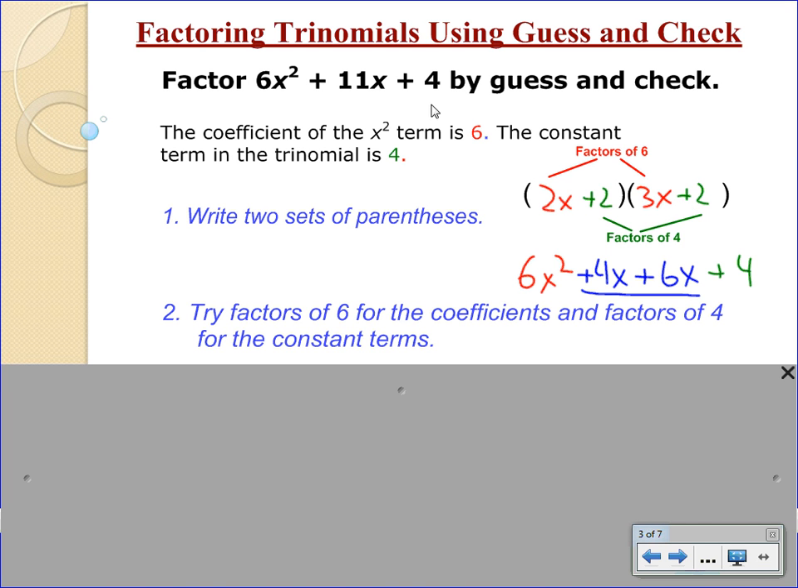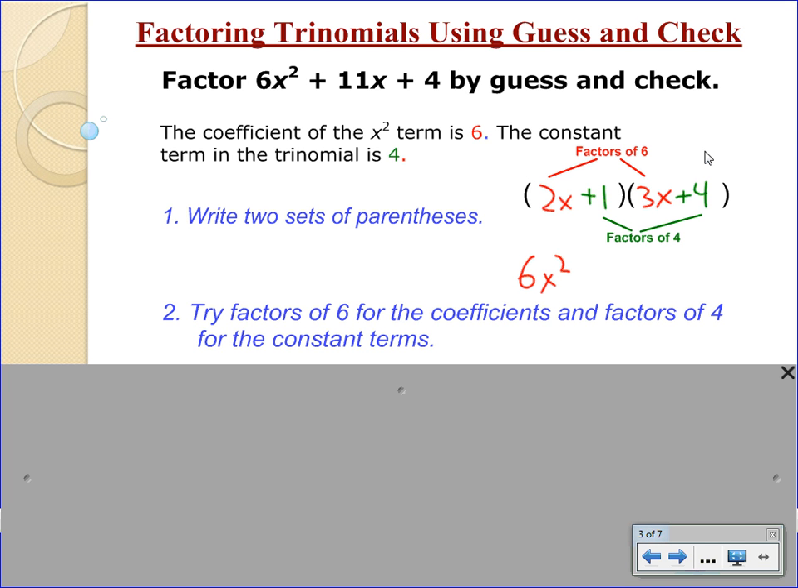Maybe it had to be 1 and 4. So I'm going to try that. So I'm going to erase these two here. Now it's possible that the 2x and the 3x are wrong also, but we're going to make that assumption. We'll see what's going to happen. So let's say instead of being plus 2 and plus 2, it's a plus 1 and a plus 4. So plus 1, plus 4.